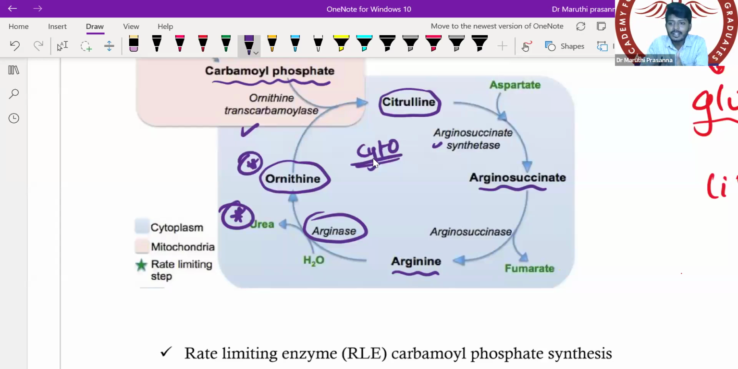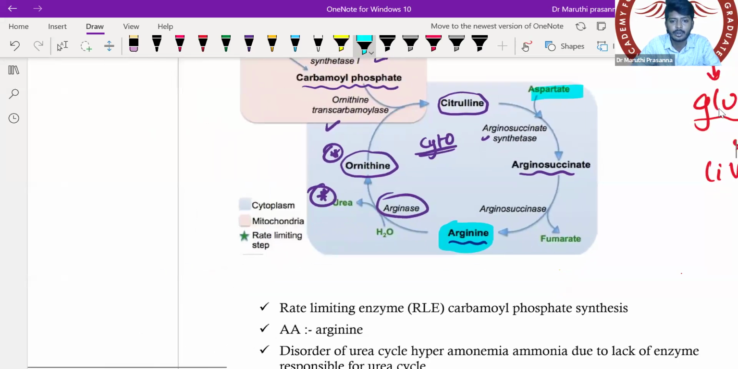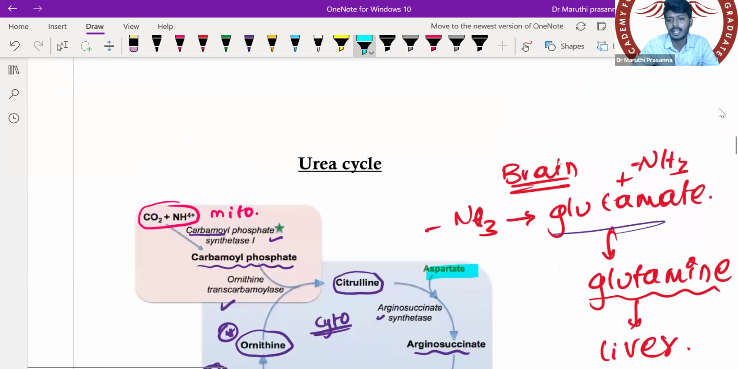In the liver, where exactly? Only in the cytoplasm, or only in the mitochondria? It takes place in both the cytoplasm and mitochondria, because it starts in the mitochondria and ends in the cytoplasm. The amino acid which forms the urea is arginine. Do not get confused by aspartate. Aspartate might play a role, but which amino acid forms the urea? Urea is formed from arginine. That is an important point to be understood. So that is your urea cycle.